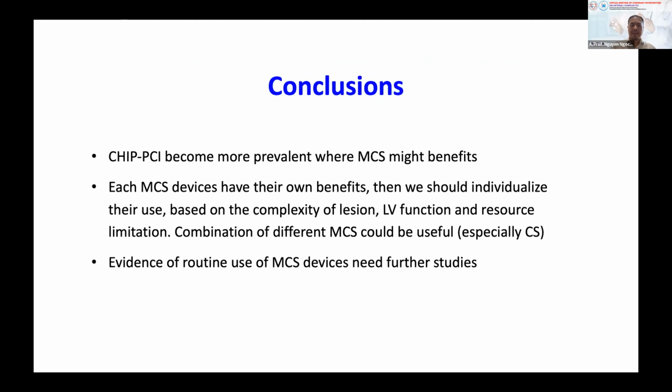So in my conclusion, I think complex and high-risk PCI is becoming more and more relevant, and mechanical circulation support might benefit the patient. In Vietnam, we think about cost, but if we think about patient survival and the long-term future, you might think you need to support in the early phase. Each device has its own benefit, and we should customize their use based on the complexity of the lesion, LV function, and also resource limitations.